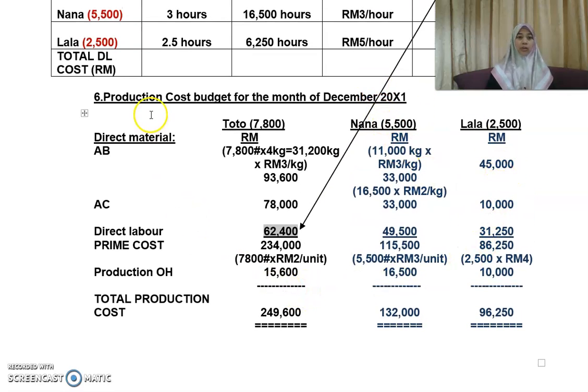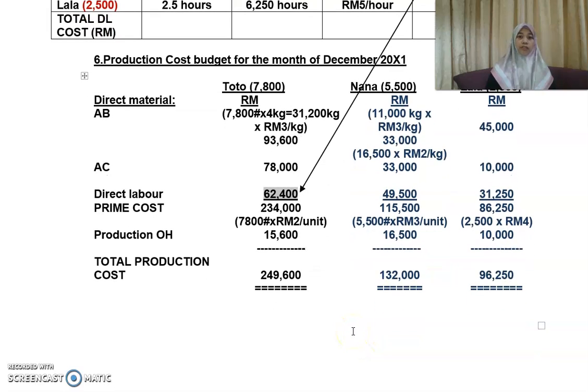So this is your production cost budget for the month of December 20X1. So with that, you have finished answering all these questions. Okay.